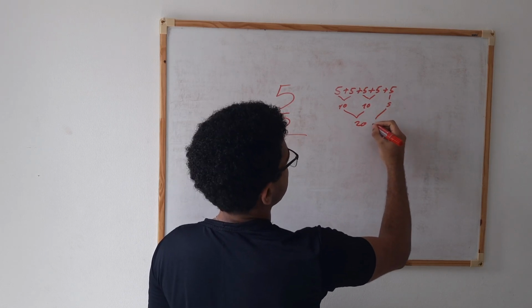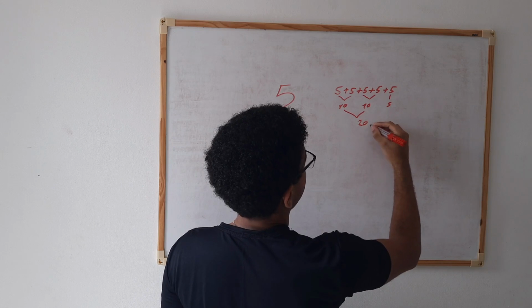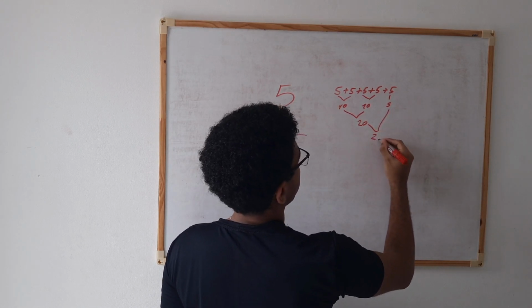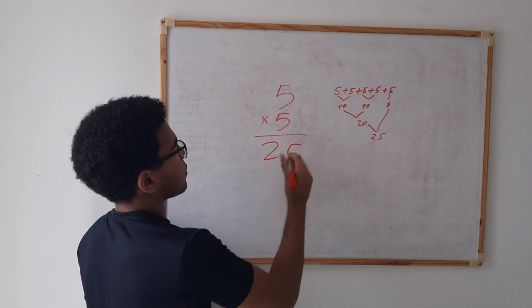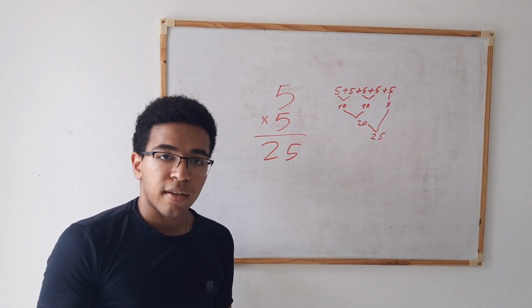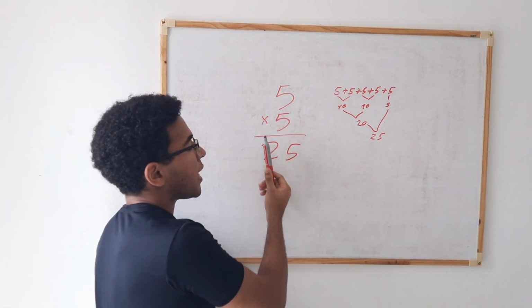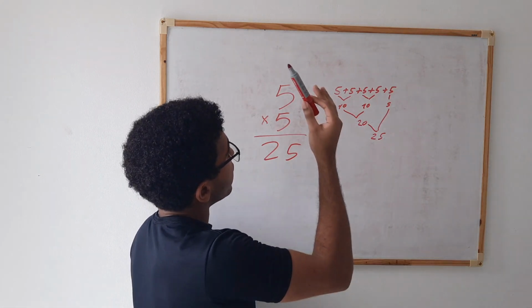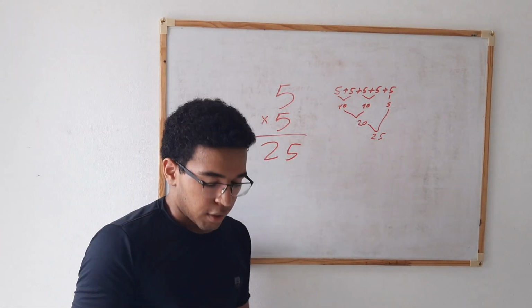Which goes to 20. And 20 plus 5 is 25. And here we know that 5 times 5 is equal to 25. So multiplication is, if I can put it like that, a more advanced form of addition. But it's still addition, right?